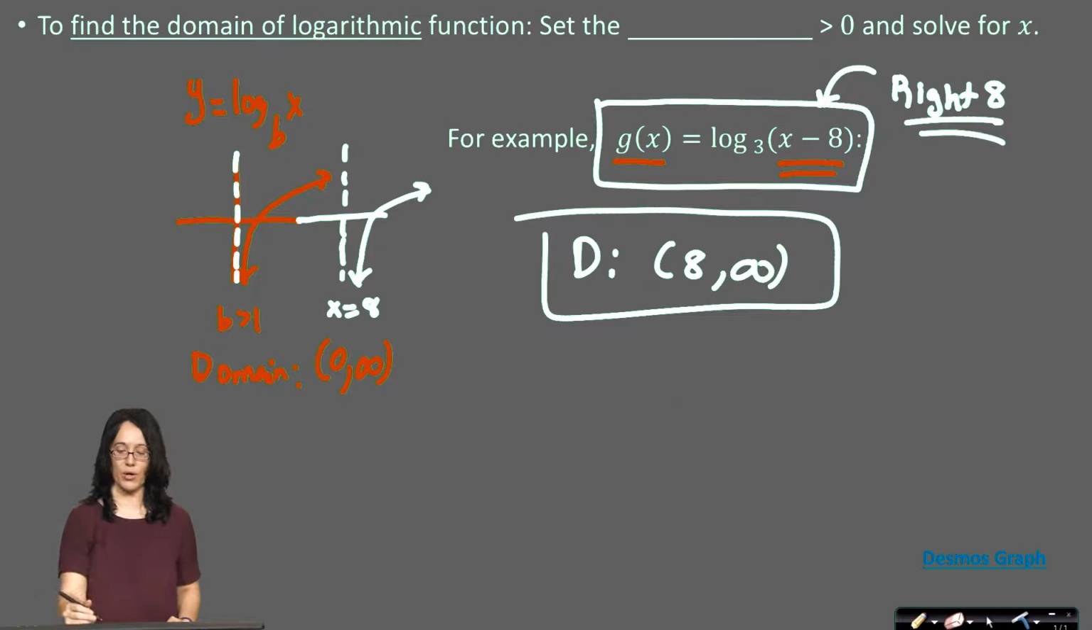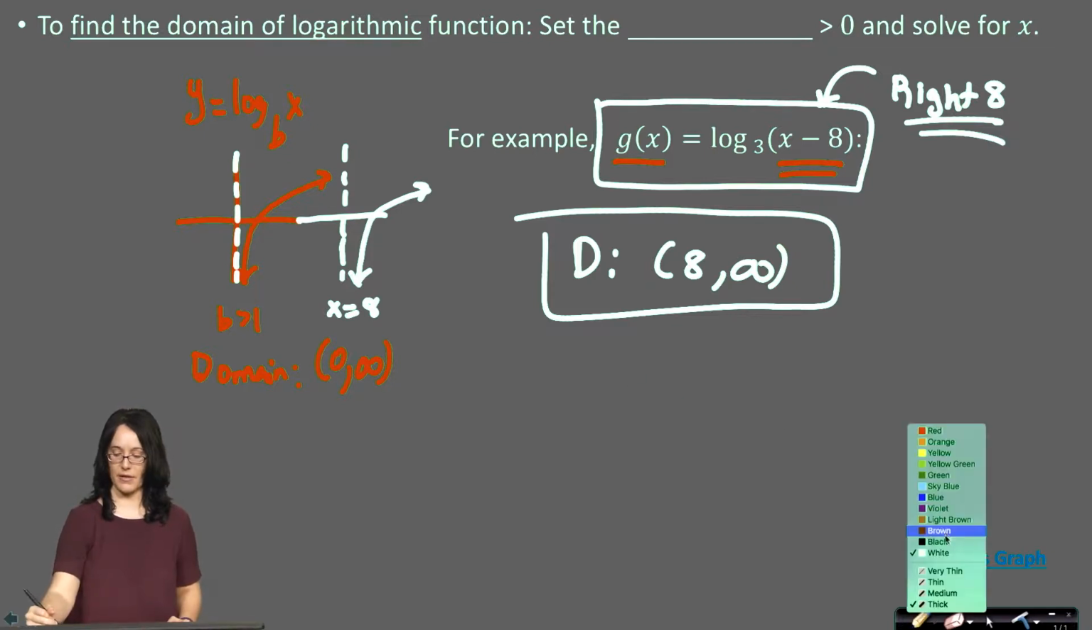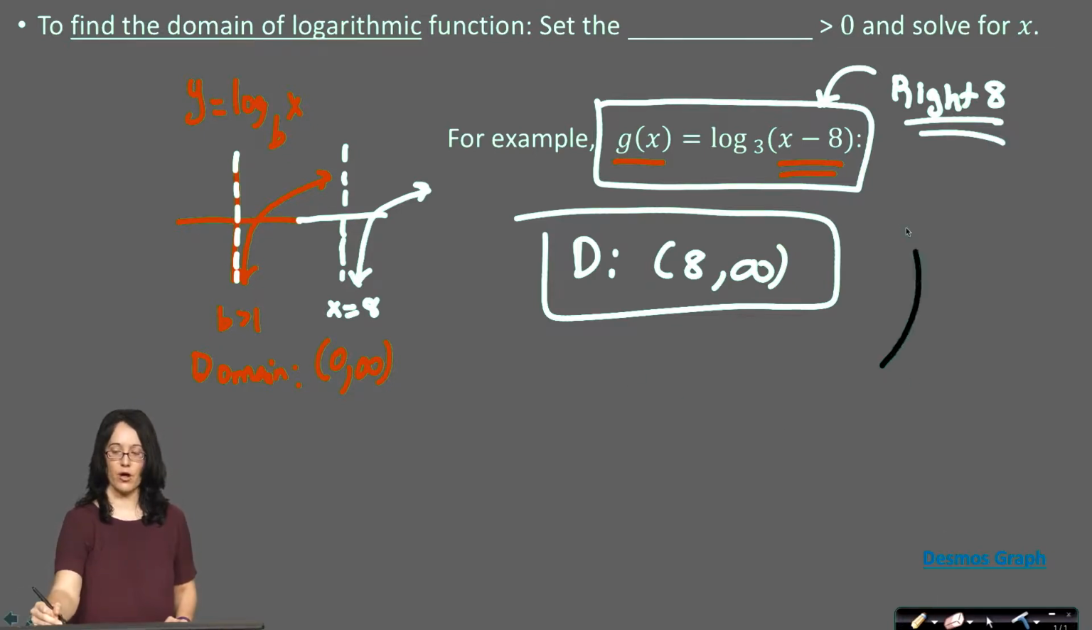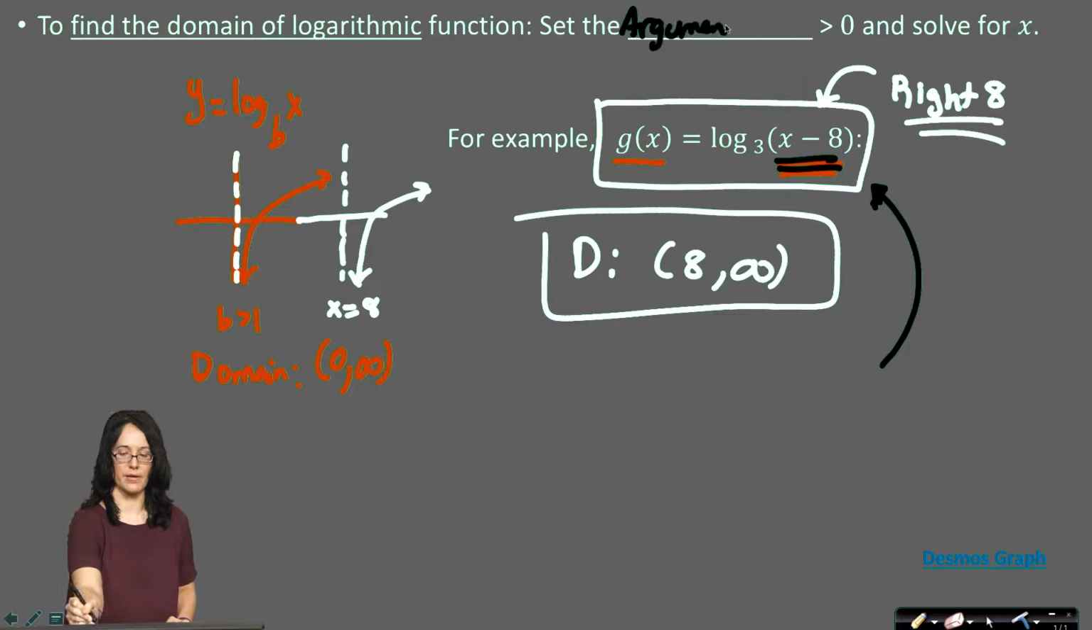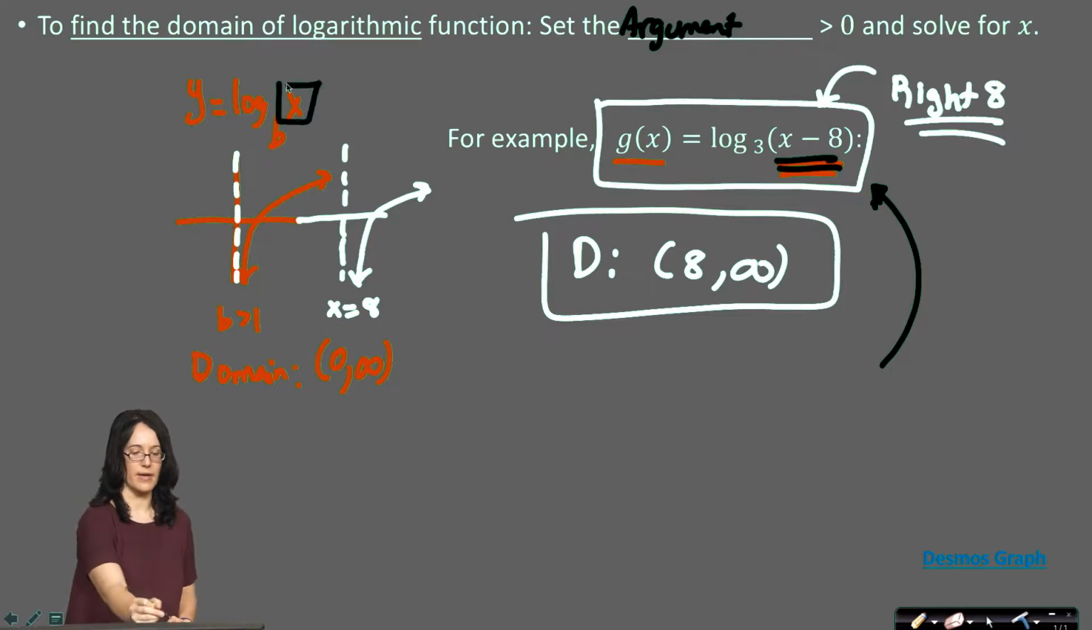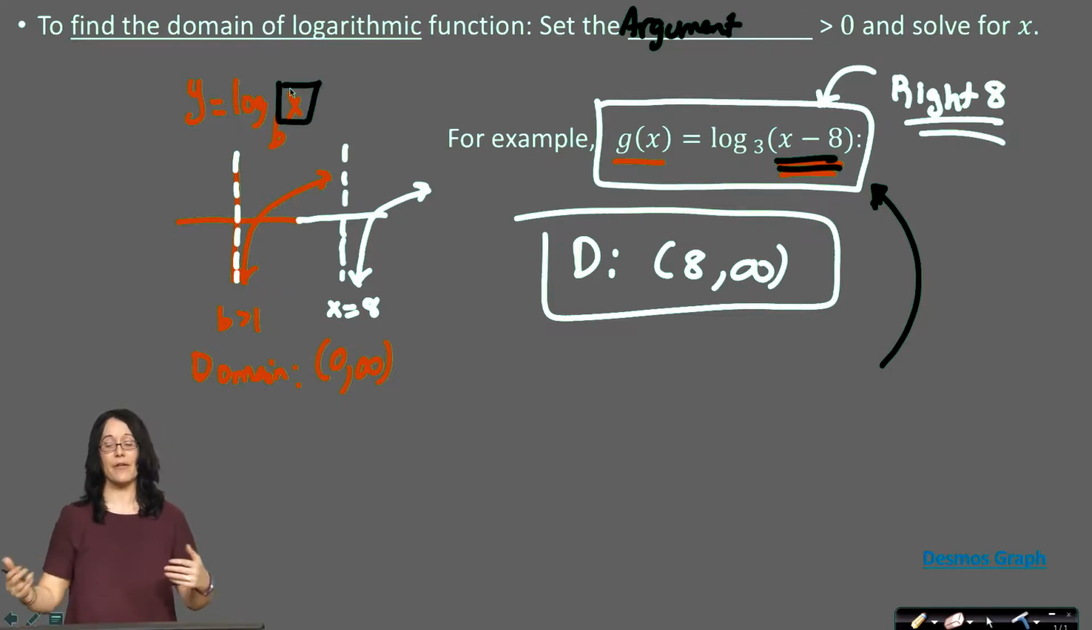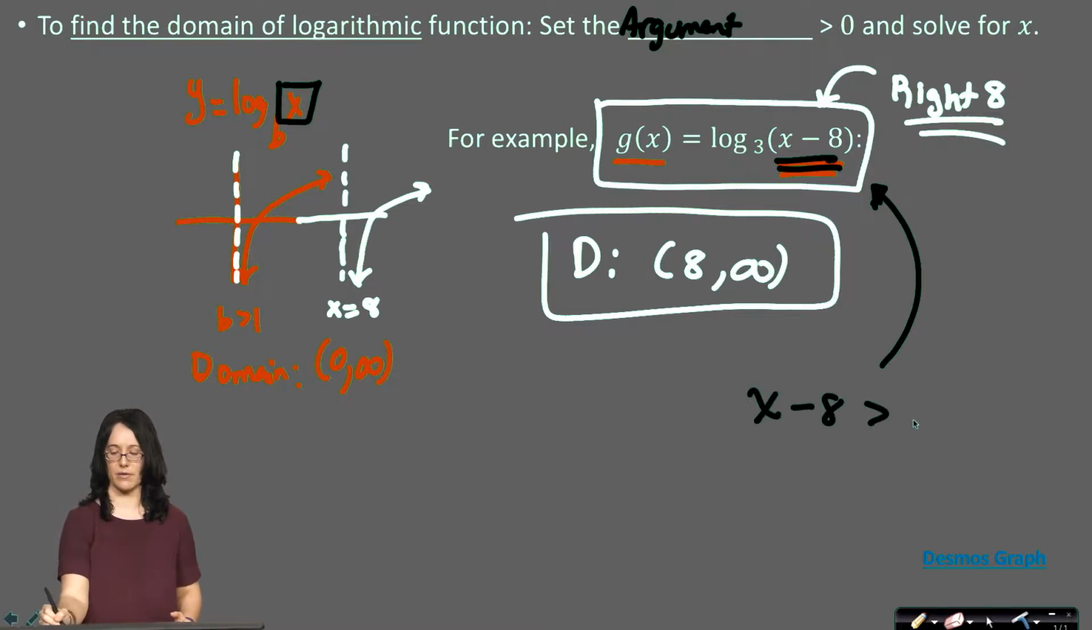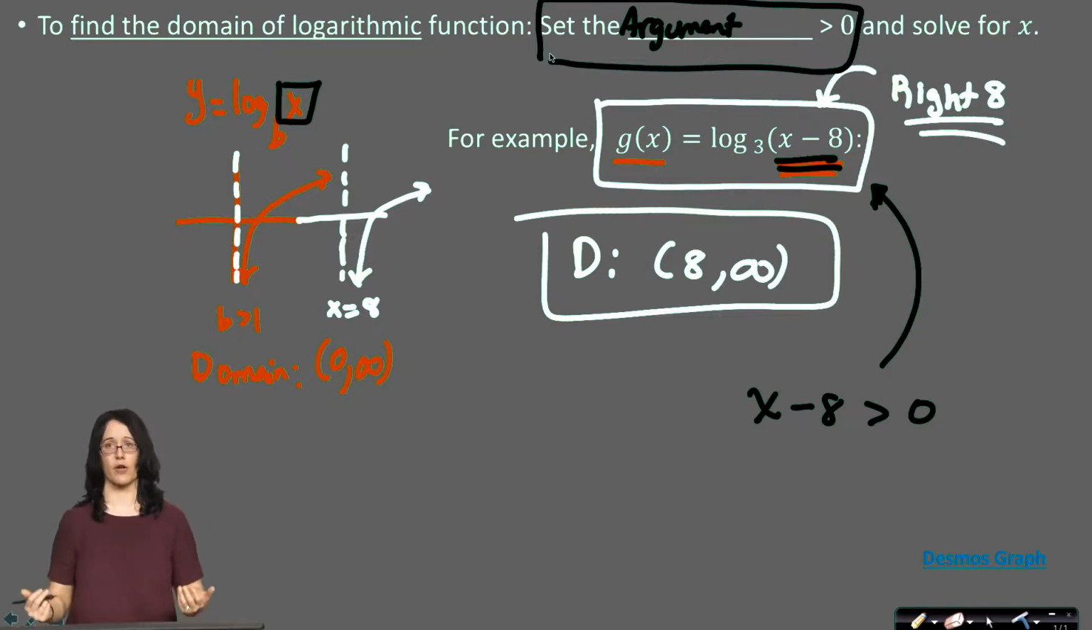So in other words, what is a shortcut? Instead of having to think about the graph every time, we call the argument of the logarithm here x minus 8. So all I really need to do is say my argument originally was x, right? And I said x had to be greater than 0. Now the argument is x minus 8. So my argument, x minus 8, must be bigger than 0. If you simply set your argument greater than 0 and solve for x, you will know your domain instantaneously.